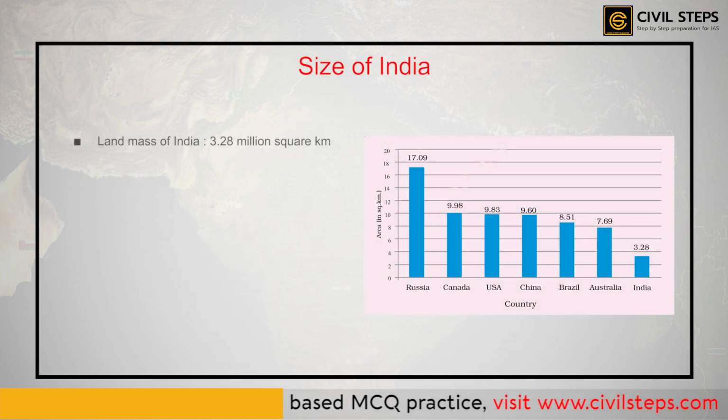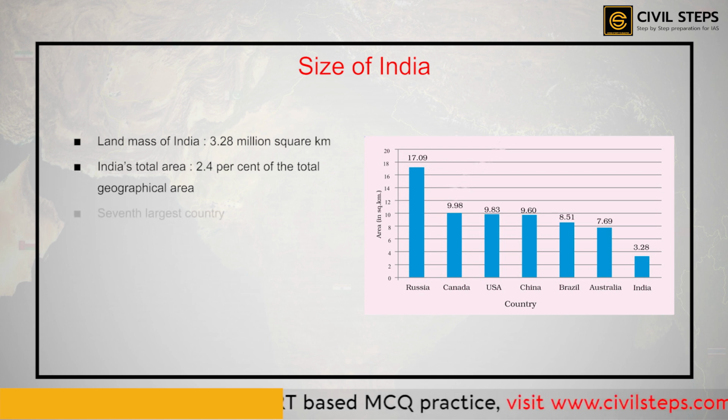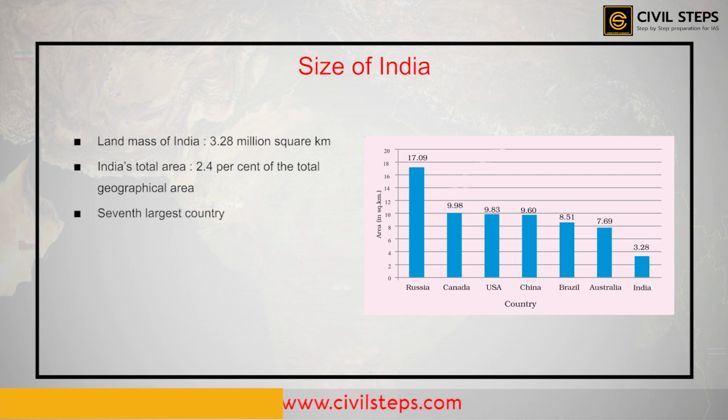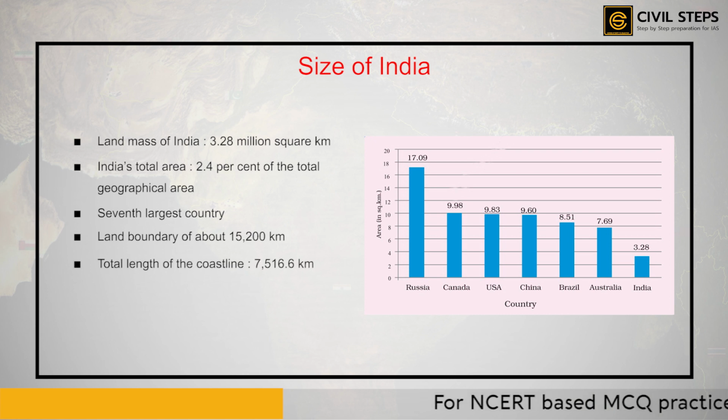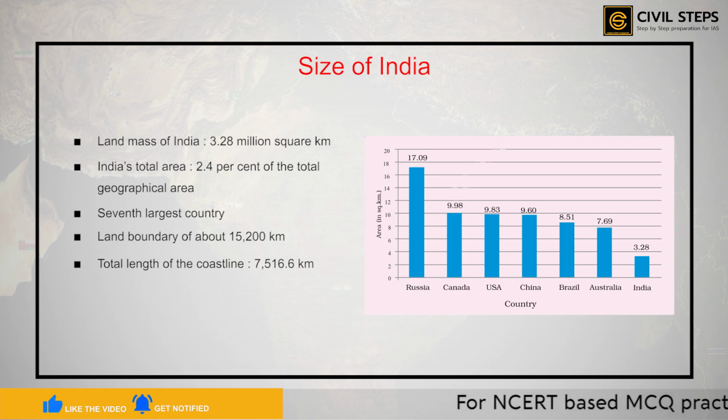The landmass of India has an area of 3.28 million square kilometers. India's total area accounts for about 2.4% of the total geographical area of the world. India is the seventh largest country of the world. India has a land boundary of about 15,200 kilometers, and the total length of the coastline of the mainland, including the Andaman and Nicobar Islands and the Lakshadweep Islands, is 7,516.6 kilometers. So this was about the size of India.